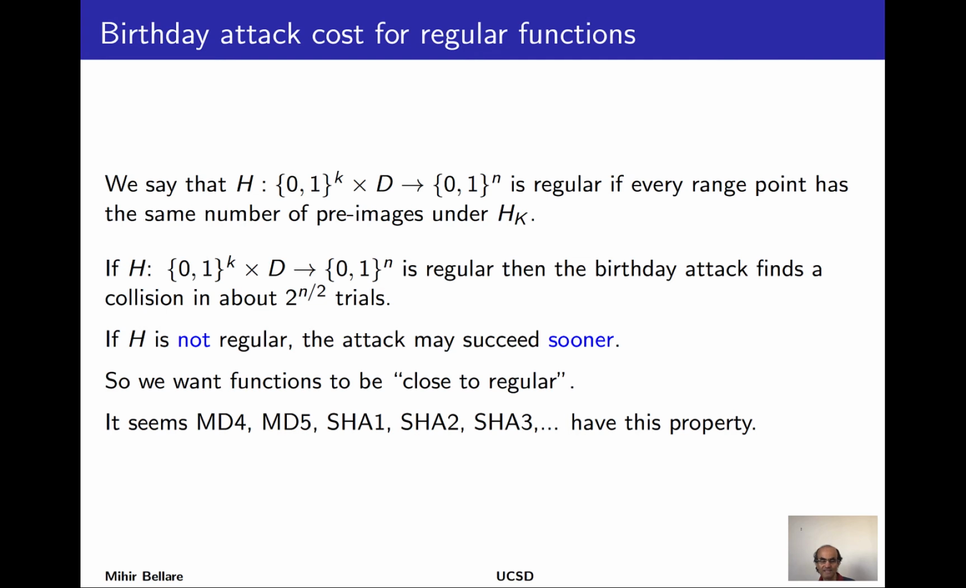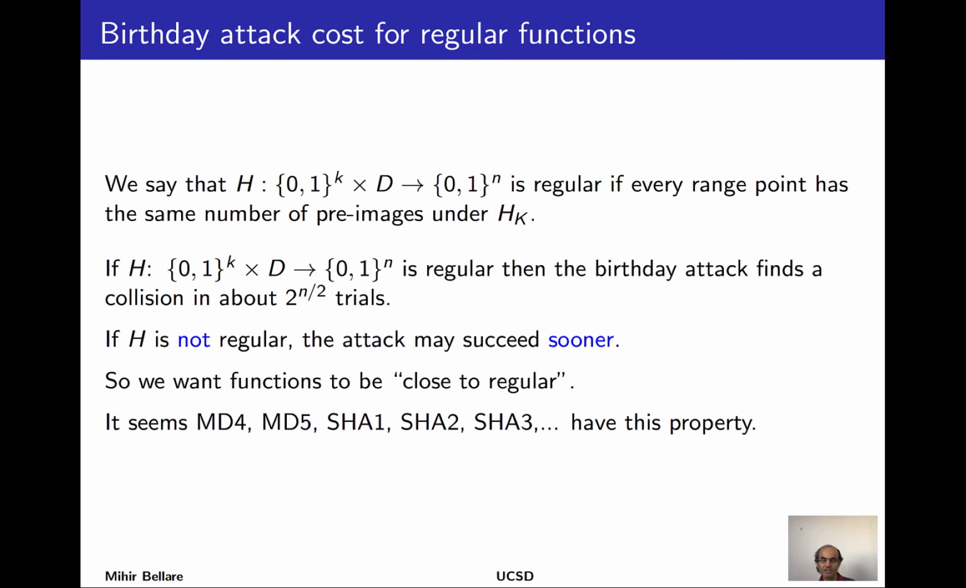It would be very easy to find collisions in that hash function. Any 2 inputs work, right? And the birthday attack will find that very quickly. So if you run the birthday attack, it succeeds much faster than you would expect. And in general, this is true. The less regular your hash function, the faster it succeeds.